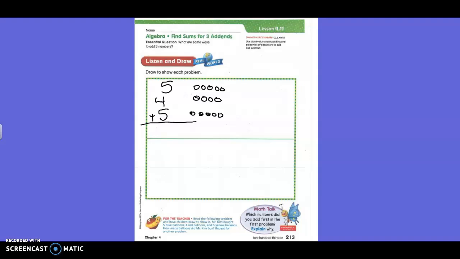Now, let's try to make this easy. Can we make 10 with 2 numbers? What 2 numbers can make 10? Landon? 5 and 5. These 2 5s can make 10, right? So that 5 and 5 is 10. What's 4 more than that? 4 more than 10, Kinley? 14. Now you could have counted the circles if you wanted to. But yes, 14 is the answer.